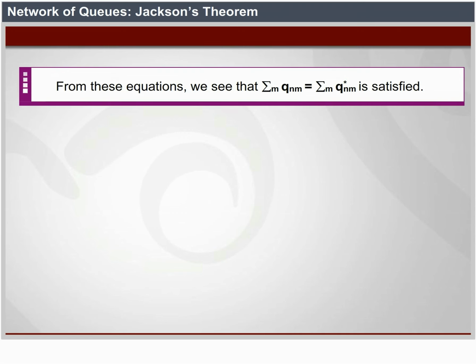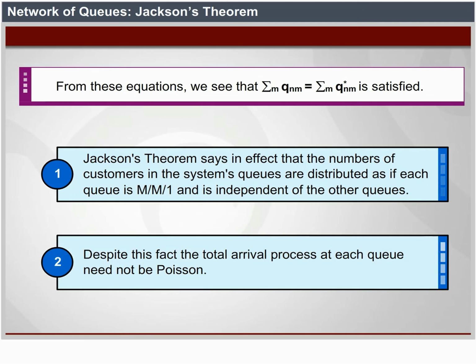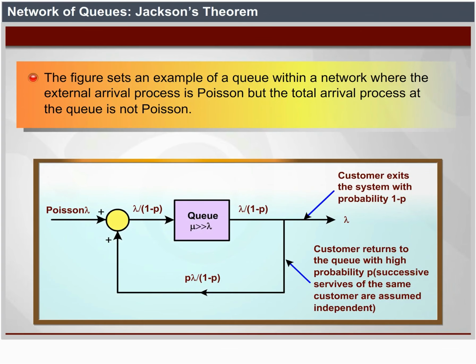Jackson's theorem says in effect that the number of customers in the system's queues are distributed as if each queue is M/M/1 and is independent of the other queues. Despite this fact, the total arrival process at each queue need not be Poisson. Shown in the figure is an example of a queue within a network where the external arrival process is Poisson, but the total arrival process at the queue is not Poisson.